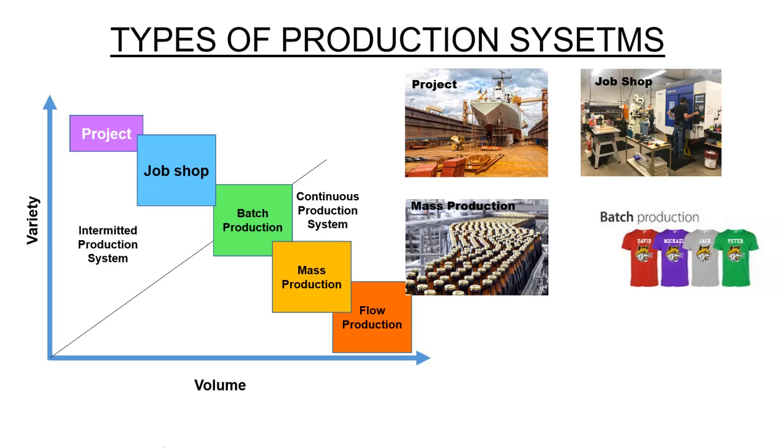Batch production. In this system, a batch consisting of a certain quantity is made on a machine. The same machine then may be used for another product. Thus here there are a variety of products, and it is not possible to maintain a separate assembly line for each product.